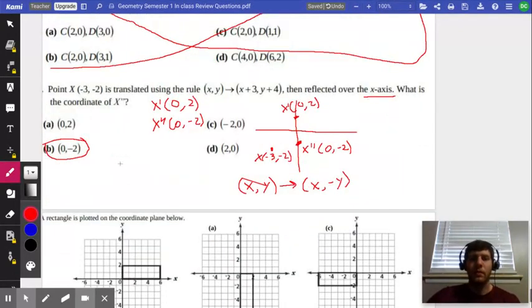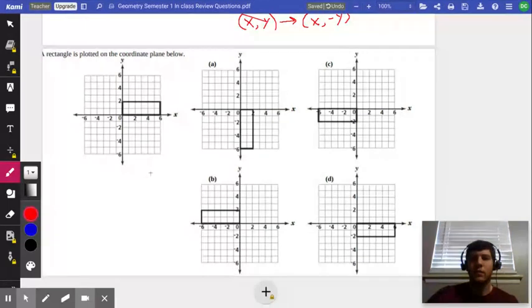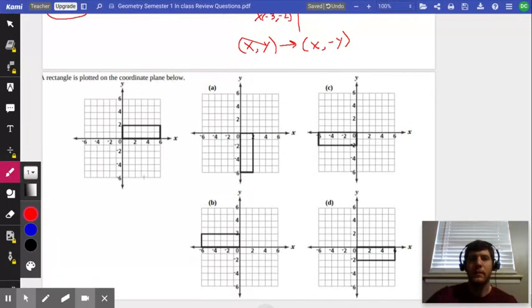All right, and the last one here, a rectangle is plotted on the coordinate below. Okay, and there's not really a question for us here. Basically, it's to say what sort of rotation or translation or reflection did we do here. Okay, so for the first one here, here's your original. So this is a 90-degree rotation clockwise.